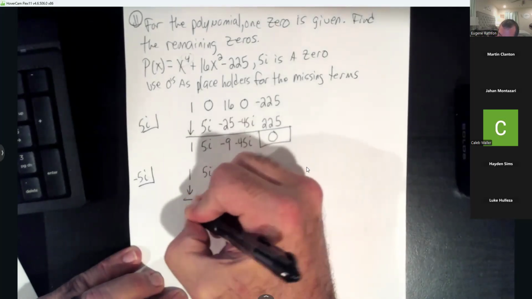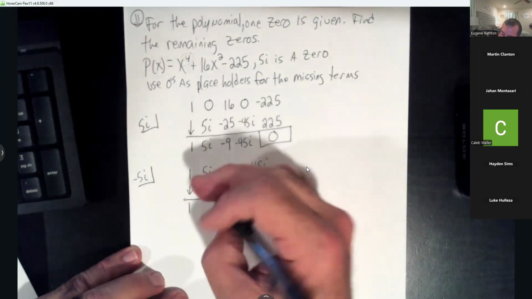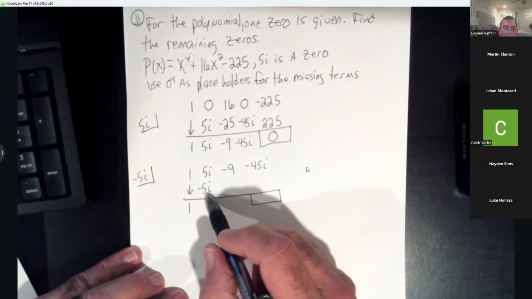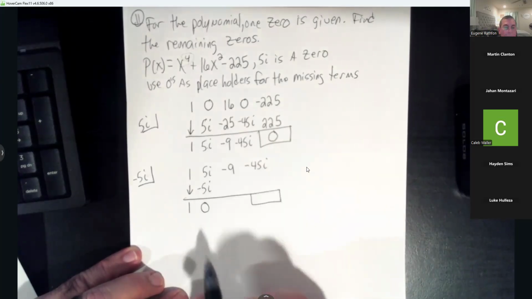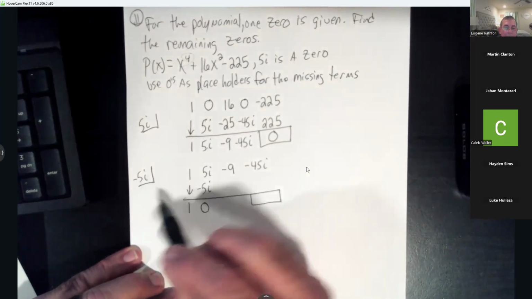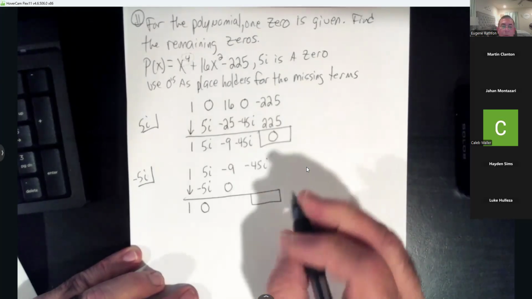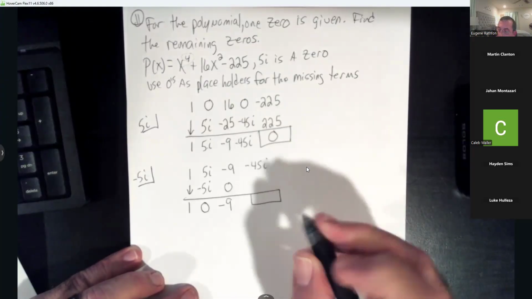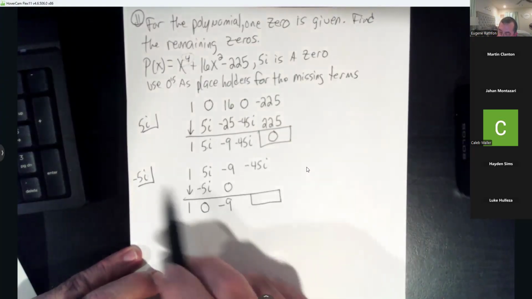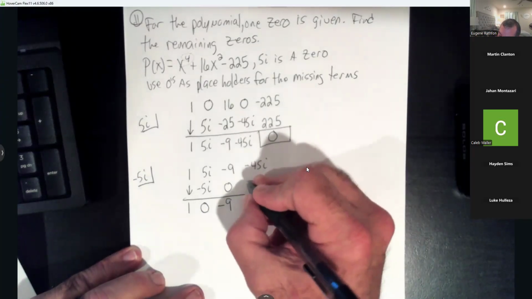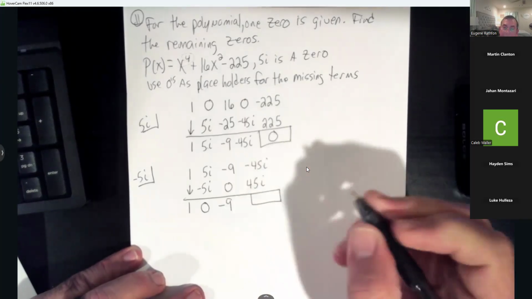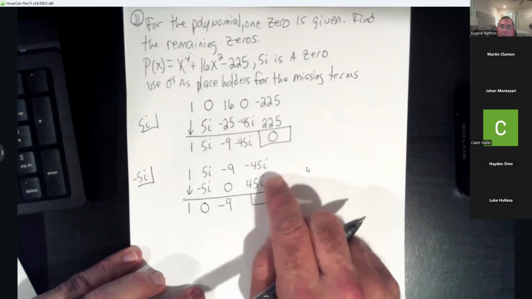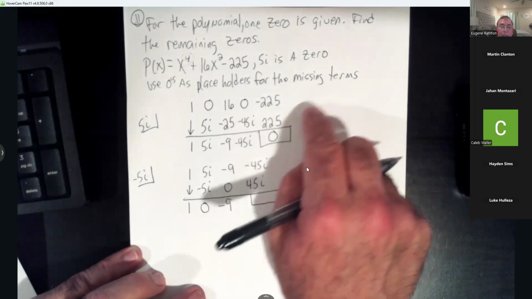All right, y'all, so bring the 1 down. 1 times negative 5i is negative 5i. 5i minus 5i is 0. 0 times negative 5i is 0. Negative 9 plus 0 is negative 9. And y'all, negative 9 times negative 5i is a positive 45i. Notice I don't have an i squared this time, just an i. So it doesn't go away like those i squareds did earlier.